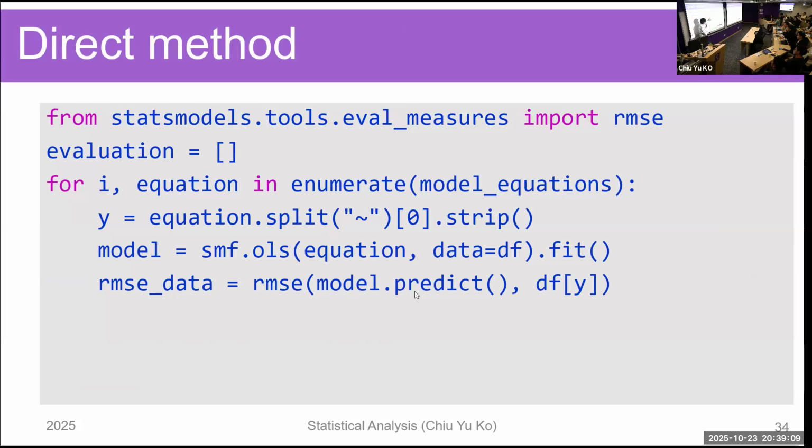You split, 0 means the first one. The strip means take out the empty space. So just take out the y variable. Okay. And the model will be just OLS equation, the data, then fit it. Okay. And RMSE, it's just using the model to do the prediction, and this is the y, right? Because RMSE is you put the y hat and the y, right?